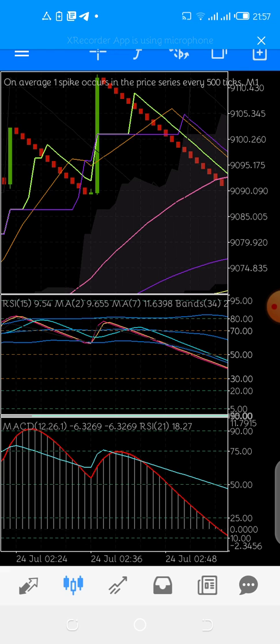And this time around, we are adding another new indicator. I will be giving you the settings at the end of this video. So we will be adding a MACD, okay? We are adding a MACD.